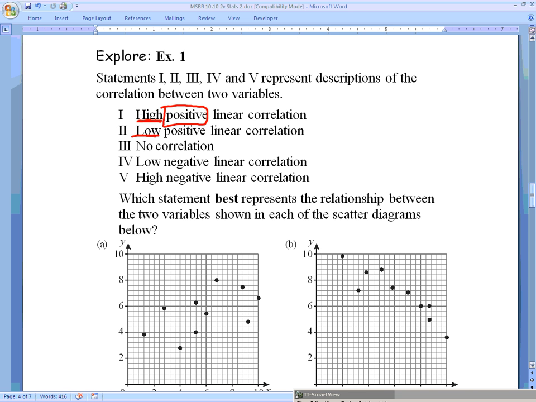It's not very linear. The points are more scattered, but there's still a trend, and we can see that it's going in the positive direction. No correlation means the scattering is random and it doesn't seem that there's any relationship. And then we have low negative, meaning that, again, it's a not very good correlation, so low or weak or bad correlation. And then it's negative, going in the downward trend. And then, again, high negative follows the same suit.